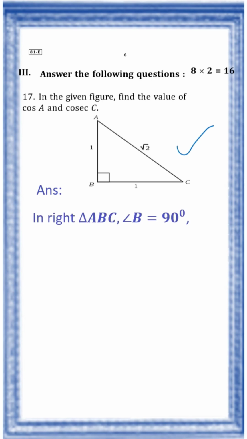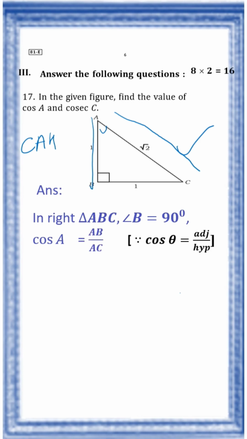Observe the figure. So, cos A, C A H: adjacent side by hypotenuse. This is angle A, this is the adjacent side, this is the hypotenuse. So it is equal to AB by AC. We know that cos theta is equal to adjacent by hypotenuse. So cos A. AB is how much? 1. AC is root 2. So cos A is 1 by root 2. This is the answer.